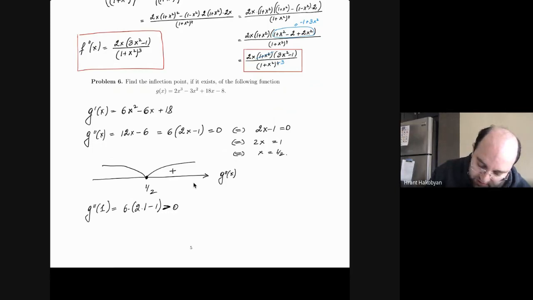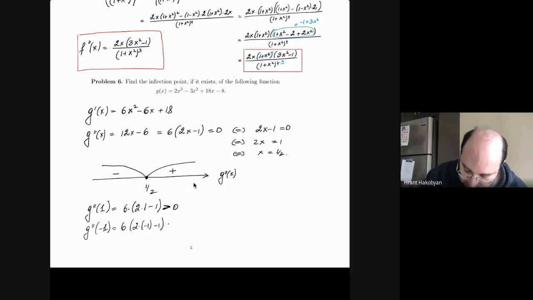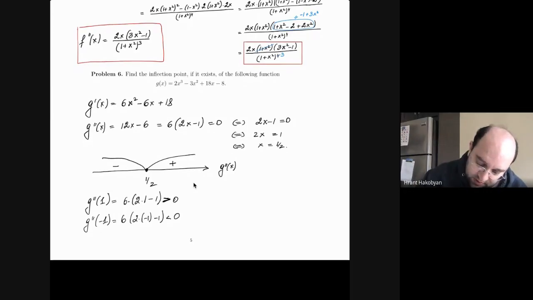So this is positive, and similarly you can see that g double prime of negative 1, 6 times 2 times negative 1 minus 1, is negative. So you have that the function is changing its sign, from negative to positive, and so that means that x equals 1/2 is an inflection point.